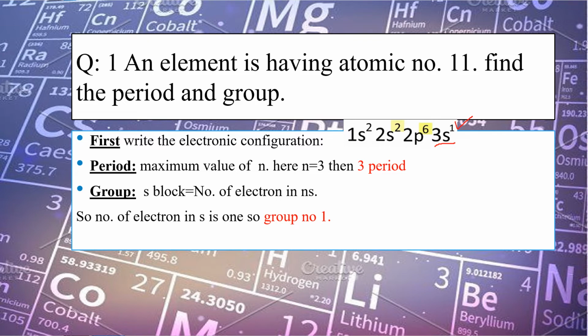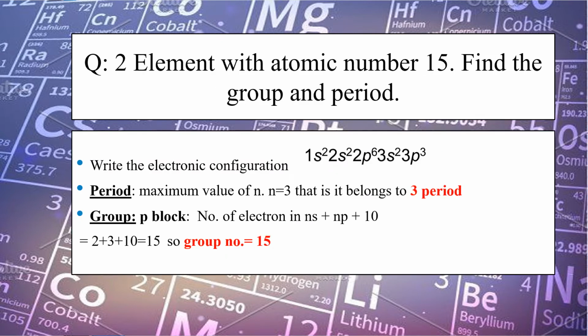So in order to find the group number for the s block, we just have to find the number of electrons present in the s subshell here. So here it is 1. The number of electrons in ns is 1. So the group number is 1.